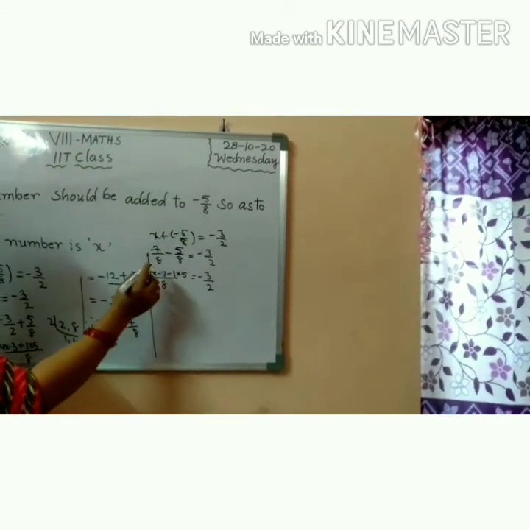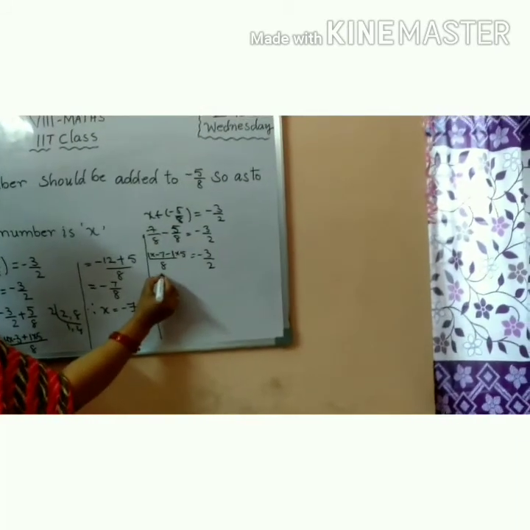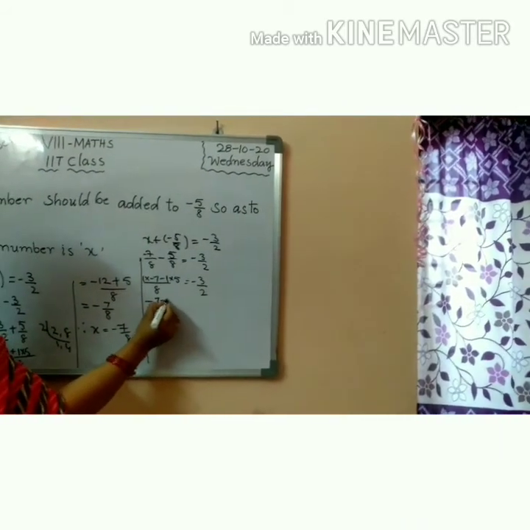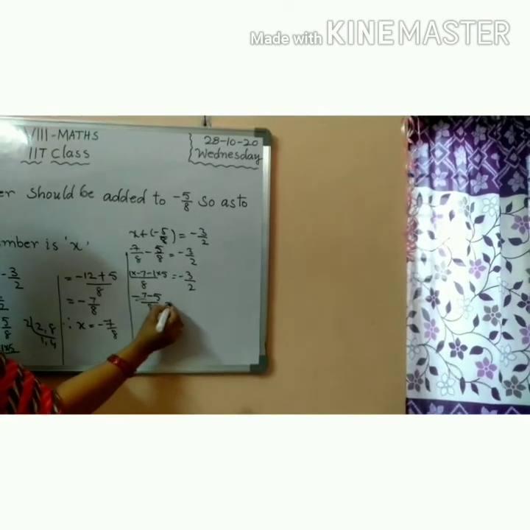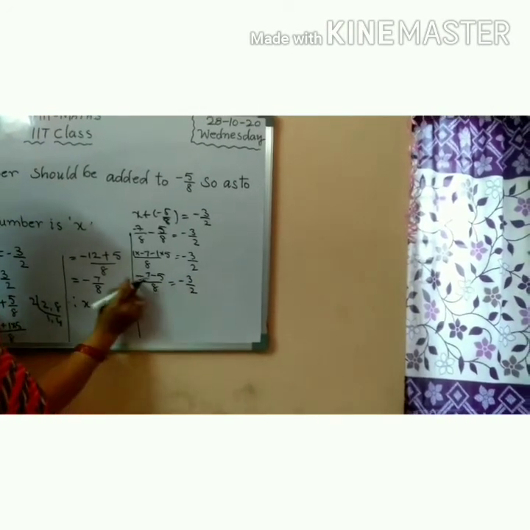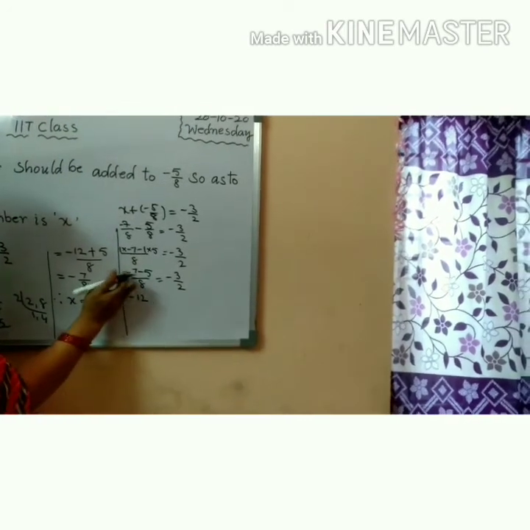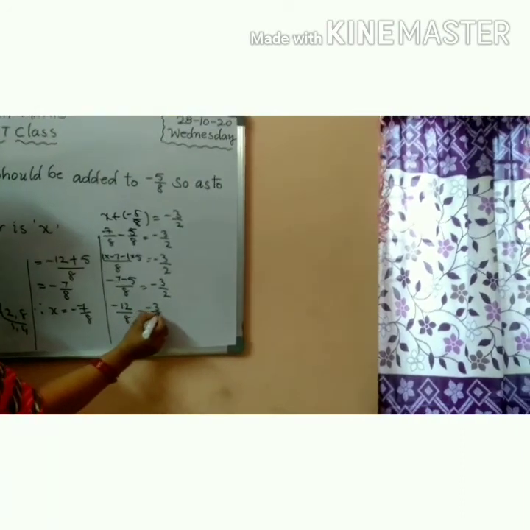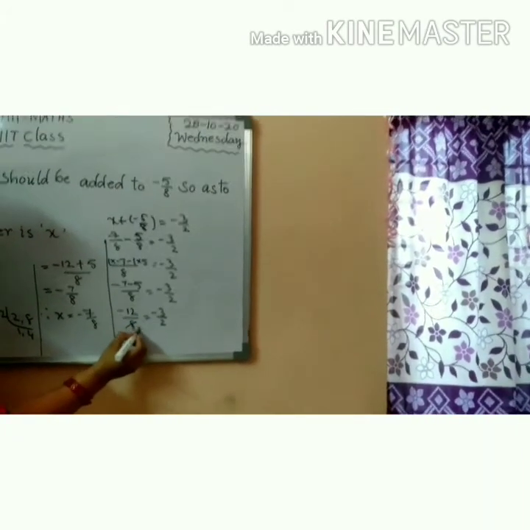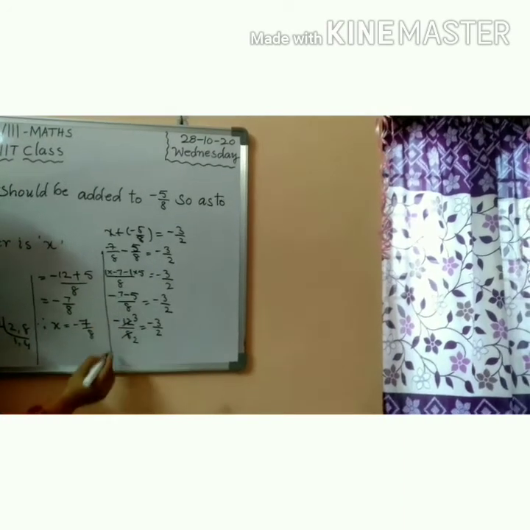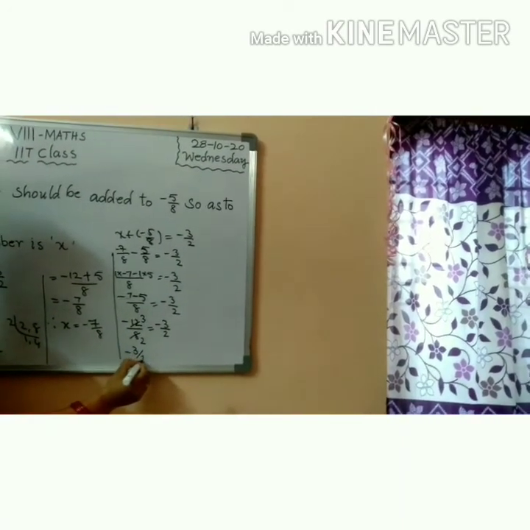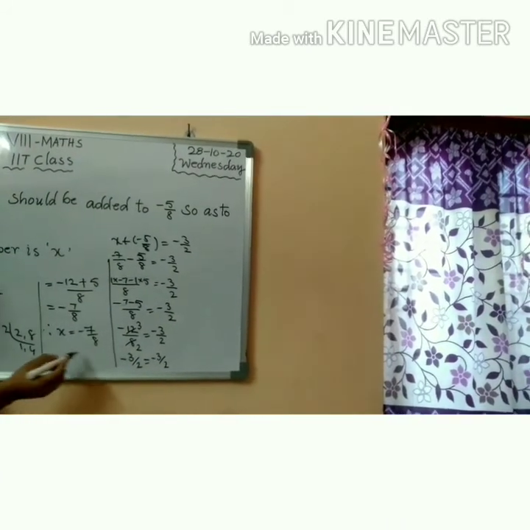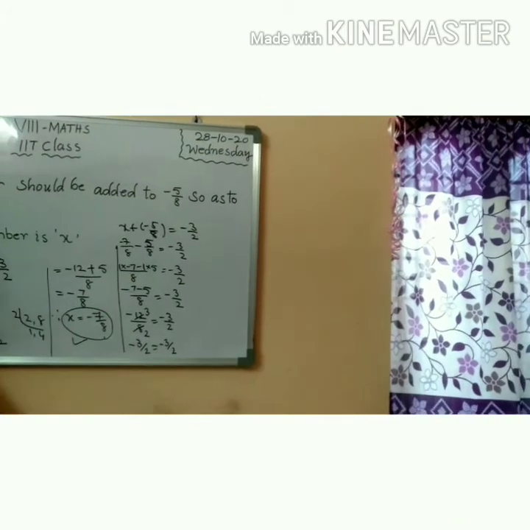So here minus 7 minus 5 by 8 equal to minus 3 by 2. Minus 7 and minus 5 is minus 12 by 8 equal to minus 3 by 2. In the fourth table, 2 4s are 8 and 3 4s are 12. So, minus 3 by 2 is equal to minus 3 by 2. The x value is correct.